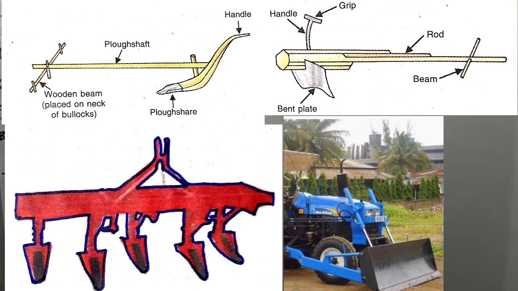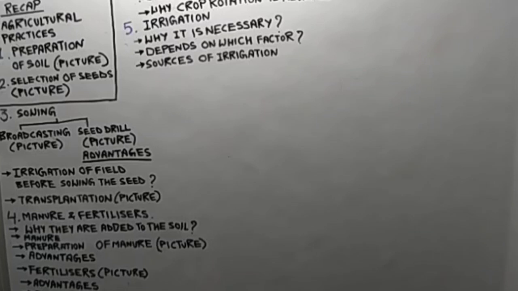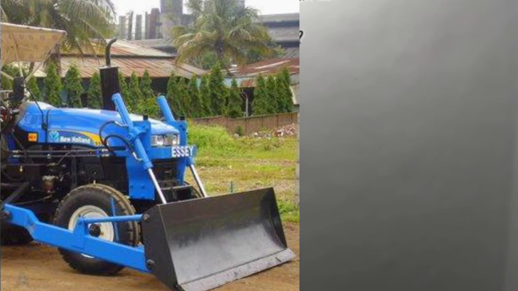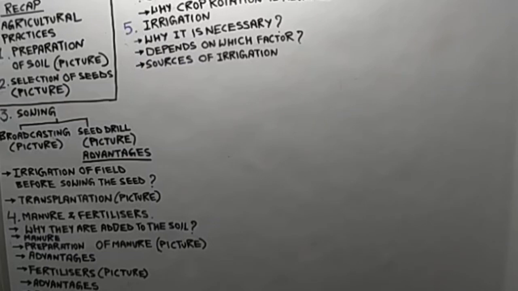After the plowing of soil, the leveling of soil is done by the iron leveler or wooden leveler. As you can see in the picture, the iron leveler is attached to a tractor. Now the second activity which is done by the farmer, that is the selection of good seeds. As you can see in the picture, the seeds which are floating on water in a beaker are the damaged seeds, and the seeds which are settled down in a beaker are healthy seeds.